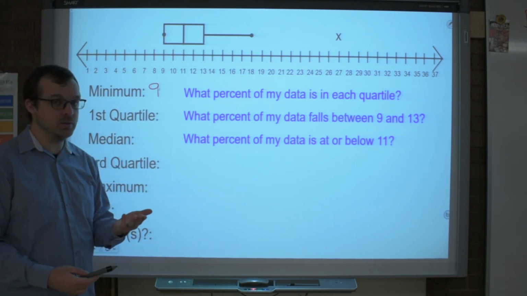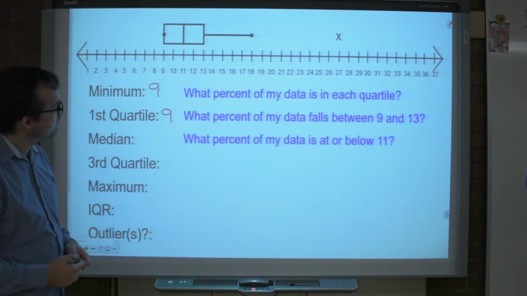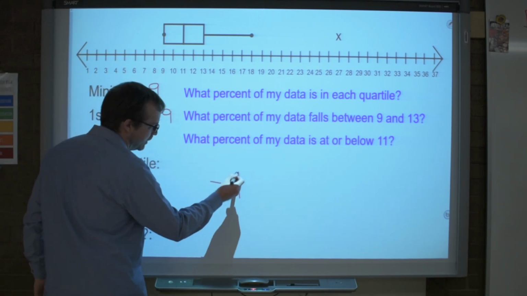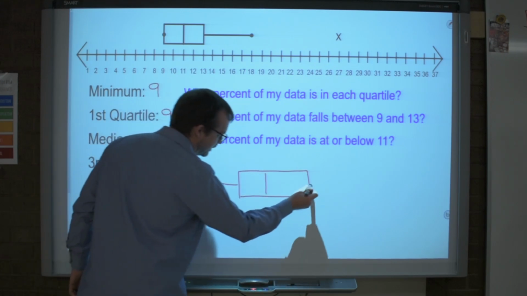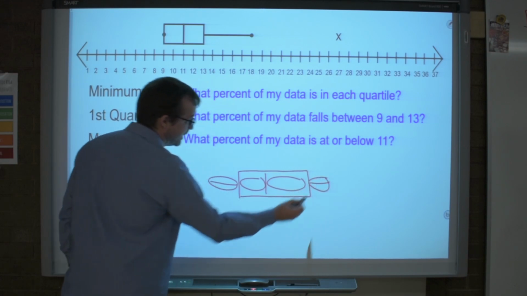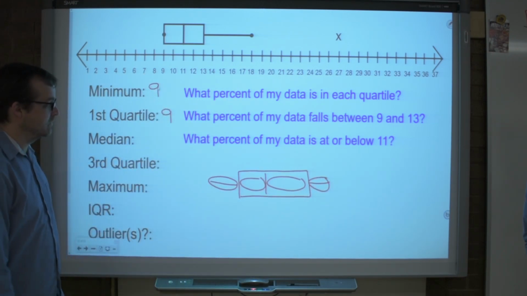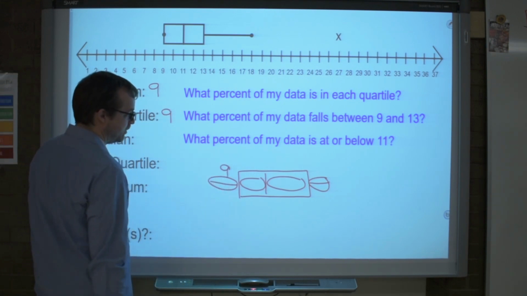So it's also 9. But Mr. Nelson, how could that happen? How can the minimum and the first quartile both be 9? So remember that in any box plot, each section has 25% of our data, right? This just tells me that 25% of my data is a 9. So a bunch of people scored the same score, hence they're all in there.